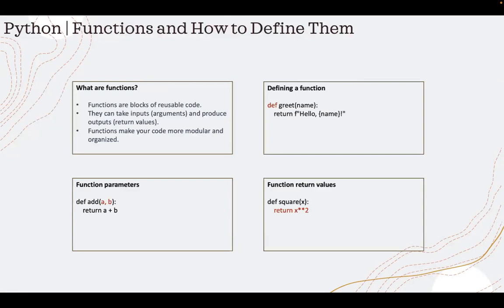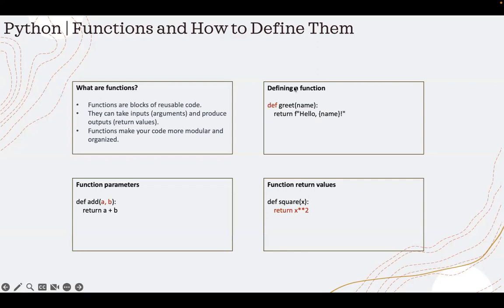Functions are blocks of reusable code, and they can take arguments and produce outputs. Very important. Functions are blocks of reusable code, right? So if we think that a piece of code is reusable, we'll write it as a function. And wherever we want to use that, we can call that function. Functions take inputs, which are called arguments, and produce outputs called return values. Functions make code more modular and organized.